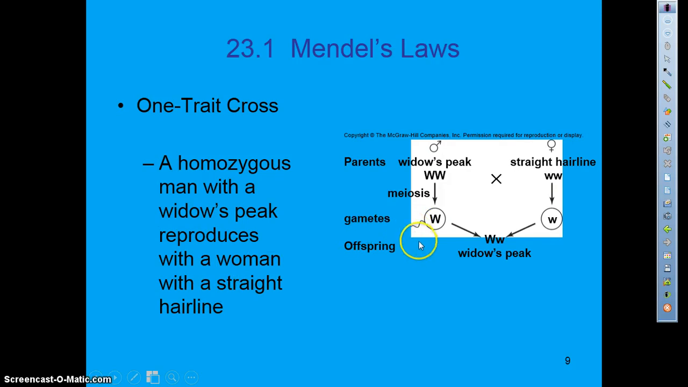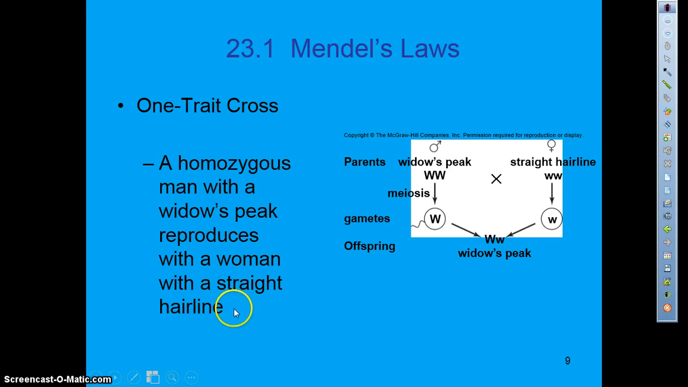So what are the possibilities for the parents? Well, if the man's homozygous, that means that he has to have two identical alleles to pass on to his offspring. Same thing with the woman. She has a straight hairline. She's homozygous recessive, and he is homozygous dominant. It wasn't important for them to put homozygous recessive with the woman because it says she has a straight hairline.